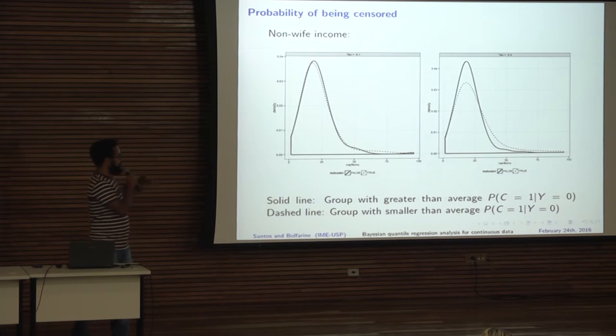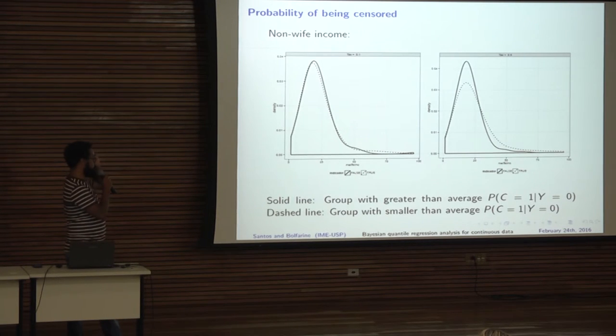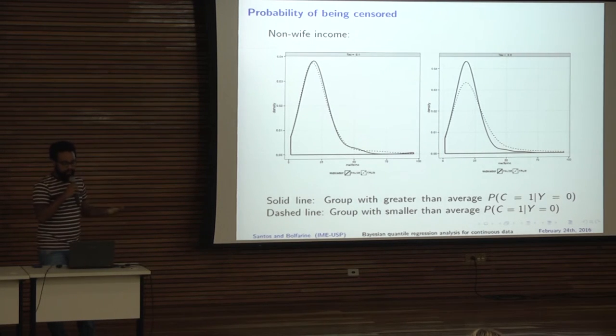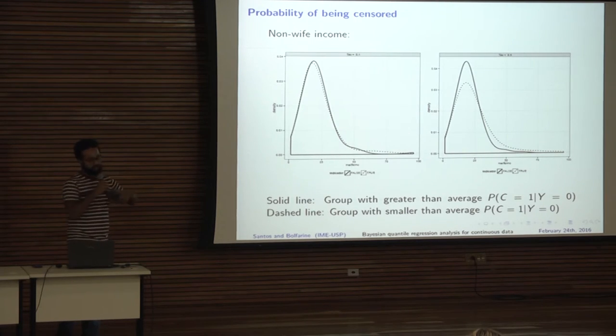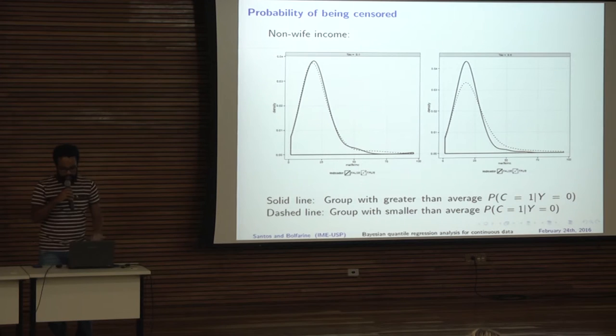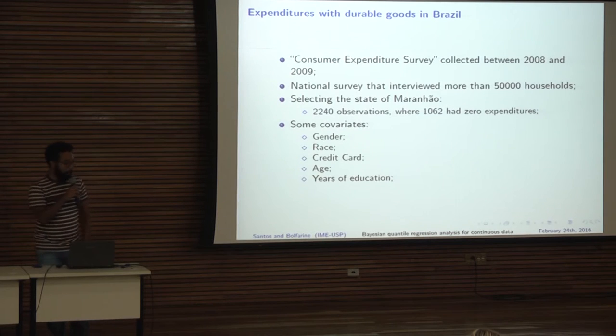we can say there isn't any difference between those two groups. But if you look at the median quantile, then the distribution of women who have smaller than average probability seem to have a greater non-wife income, which makes sense, because it suggests that those women are more inclined to not work if they have more income that can help them somehow.